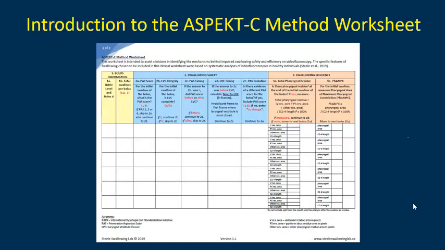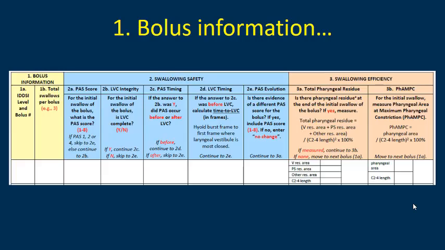Before we move on to some examples, I will just take a moment to orient you to the ASPEKT-C Method worksheet. The font on the slide will be small, but hopefully you have printed the worksheet and can follow along with your hard copy. You will see that the worksheet is organized into 3 sections, beginning with a section on the left called Bolus Information. Here you can record details of each bolus that you are analyzing in terms of its IDSI level and whether it is the first, second, or third bolus of that consistency that you are rating. Today, in the interests of time, we will only be able to cover examples of thin liquid. However, the reference tables on the worksheet also provide information about the other IDSI liquid levels.